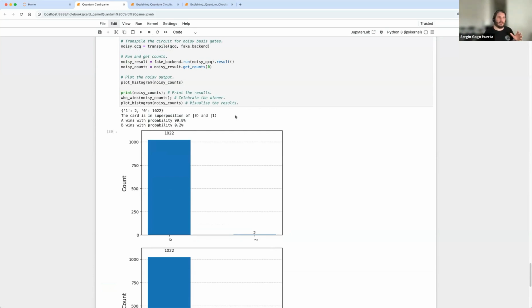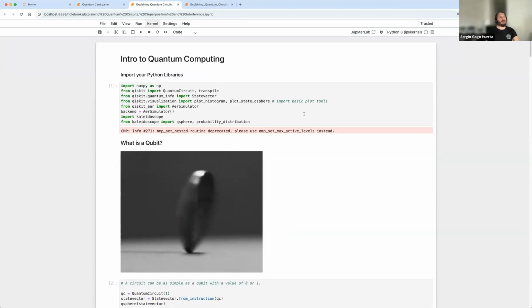Hopefully you guys are now saying, what the hell is going on? I don't understand anything. I'm going to try to move over to another notebook and try to give you a little bit of light on what has happened here.